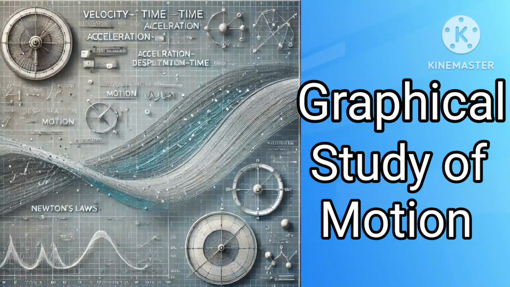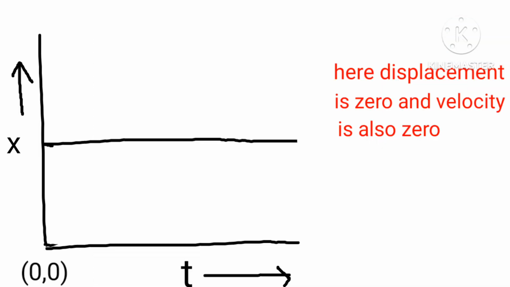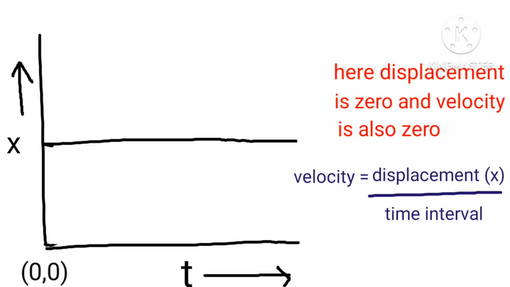Graphical study of motion. Motion of an object can be studied by using graphs showing its position as a function of time. Now look at the preceding figure, which shows the graphs of position as a function of time. Figure A shows an object which is at rest, for which the x-t graph shows a horizontal straight line. Now as the object is at rest, therefore the displacement of the object is 0, therefore velocity is also 0, as velocity is displacement divided by time interval.